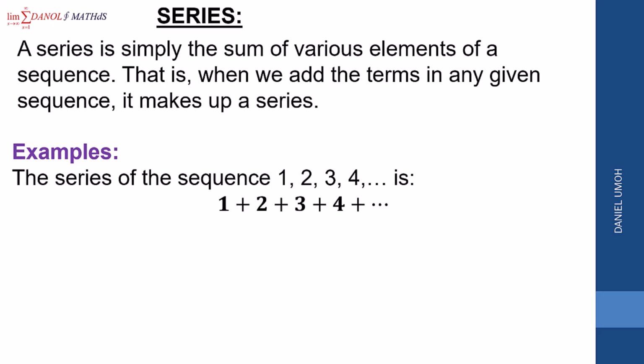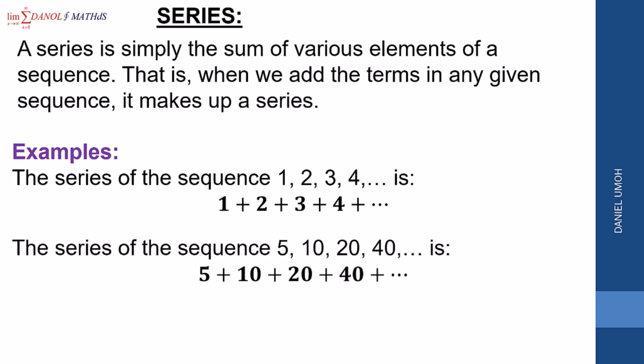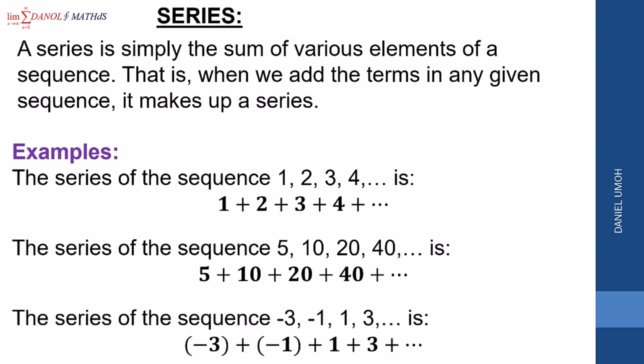If you also consider the series of the sequence, remember I said that series is simply the sum or addition of the elements of a sequence. So the series of the sequence 5, 10, 20 and 40 is what? 5 plus 10 plus 20 plus 40 and so on. Similarly, the series of the sequence minus 3, minus 1, 1 and 3 is simply the addition of the elements, which are minus 3 plus minus 1 plus 1 plus 3 and so on.